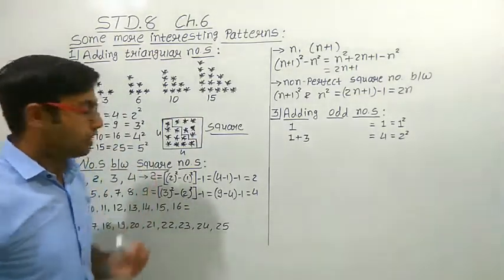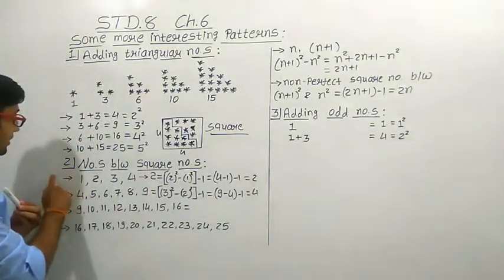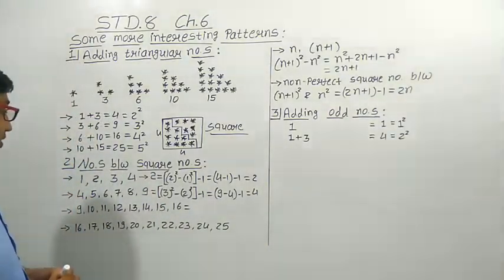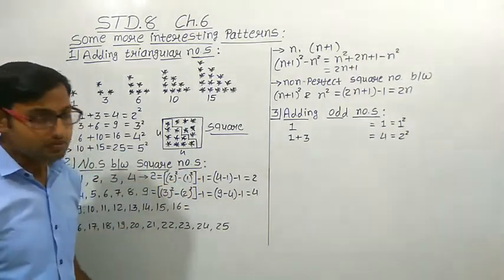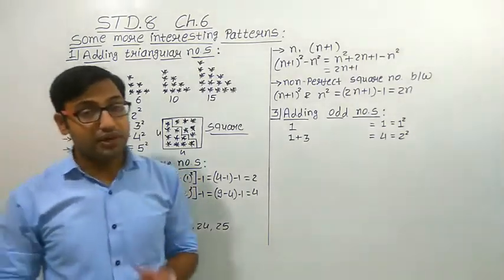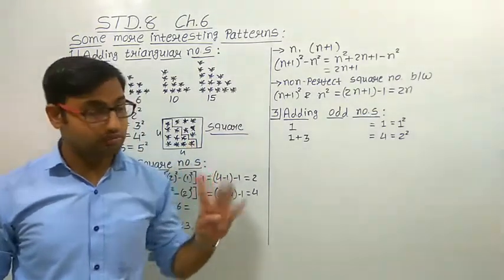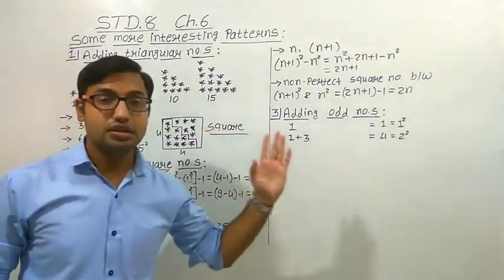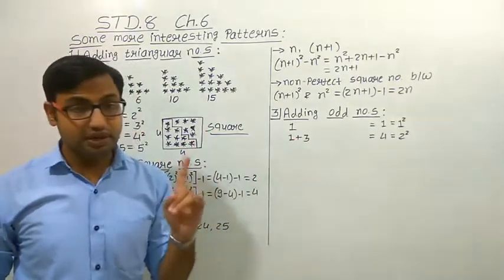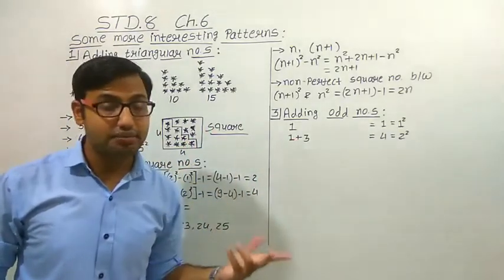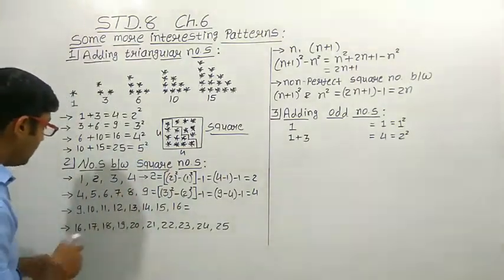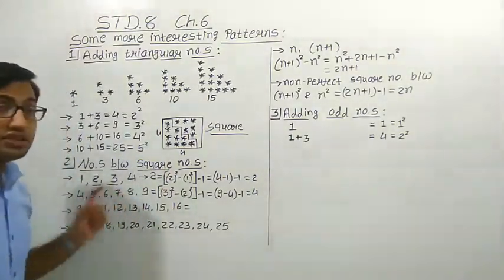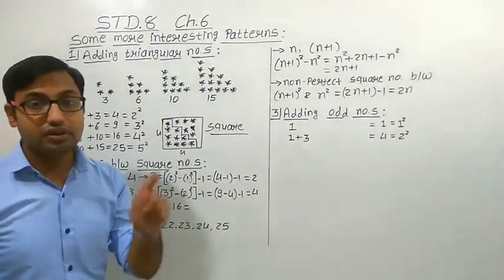Understand? Okay. Let us understand the second property, the second pattern, that is numbers between square numbers. Here we know that the perfect square numbers are 1, then 4, then 9. So in between 1 and 4, how many numbers are there? In between 1 and 4, there are two numbers which are not perfect square numbers.